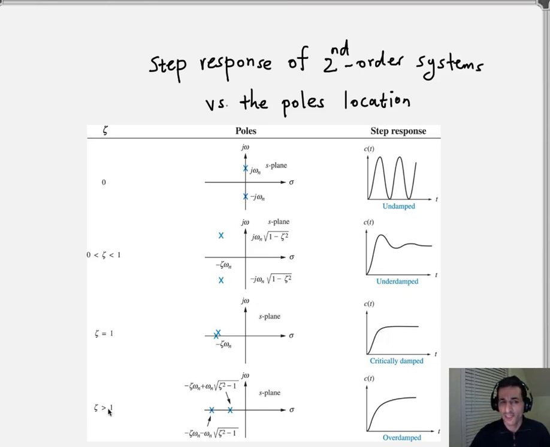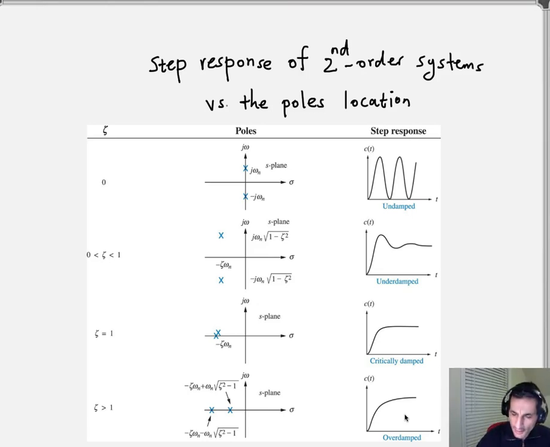When you have zeta greater than 1, this is classified as an overdamped system where you have a pair of real distinct poles. As you see, the poles are on the real axis, and therefore the response is going to be just like the first order system that you see here.